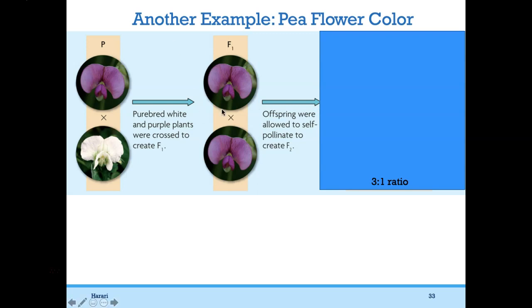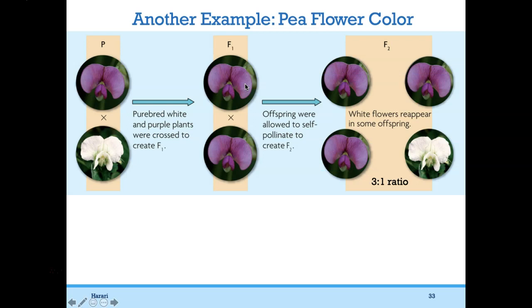So the F1 offspring were self-pollinated to create the F2. And we see that 3-to-1 ratio once again, where 75% of the F2 flowers were purple and 25% were white. So the white flowers reappeared after skipping a generation.